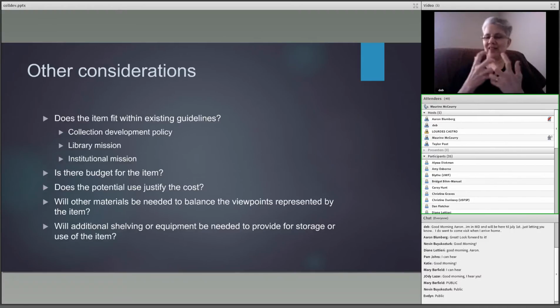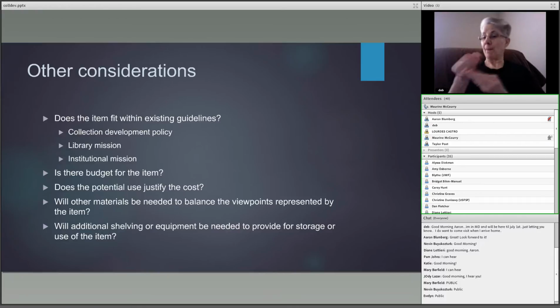If your library has a mission statement, and again, most libraries do, you need to know that mission and to be able to say, yes, this item that I'm selecting for this collection does support the mission, and the collection as a whole supports the mission of the library and also of the institution. The institution's mission needs to be considered as well.